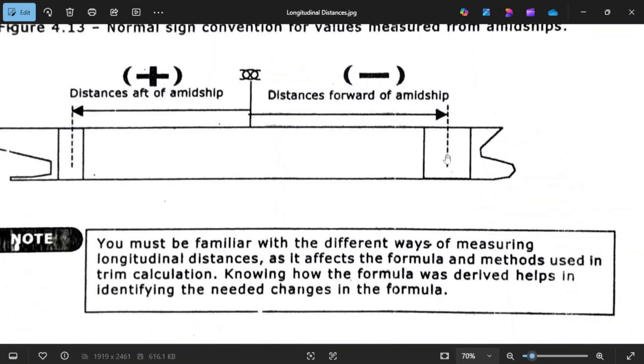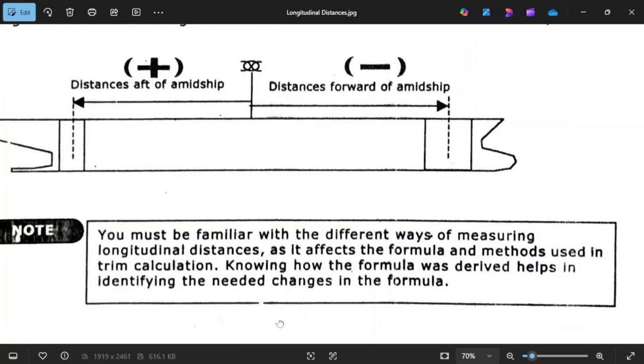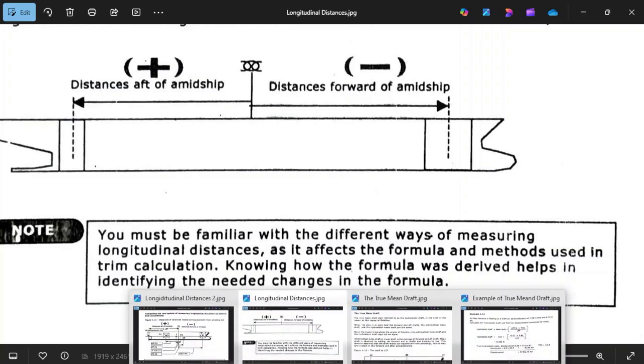Then it says note here, you must be familiar with the different types of measuring longitudinal distances as it affects the formula and methods used in trim calculation. Knowing how the formula was derived helps in identifying the needed changes in formula, meaning transposition. Okay, then let's go to the next figure.